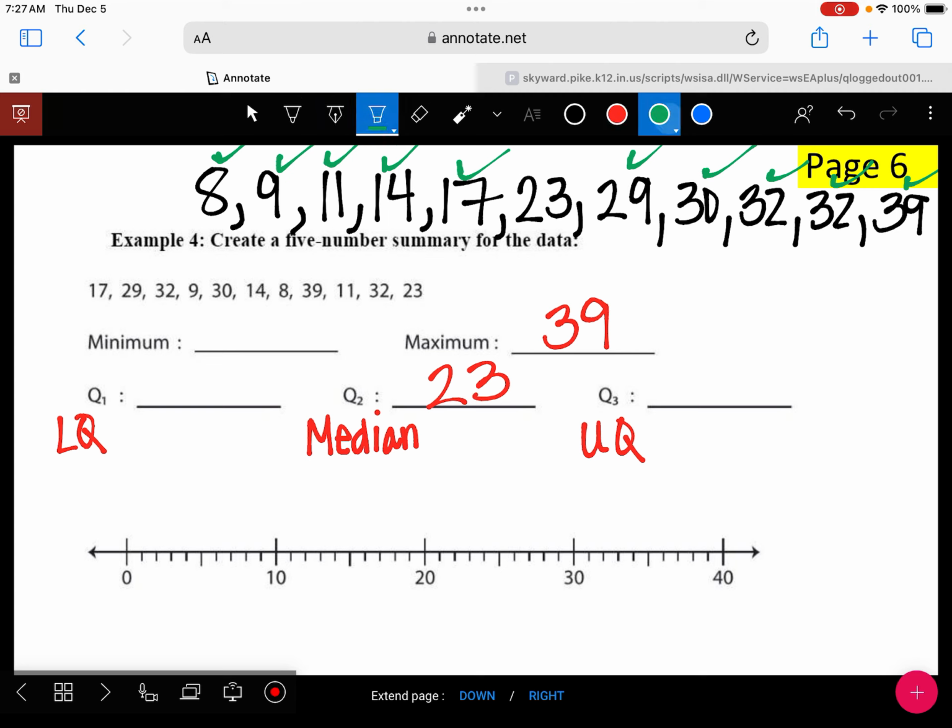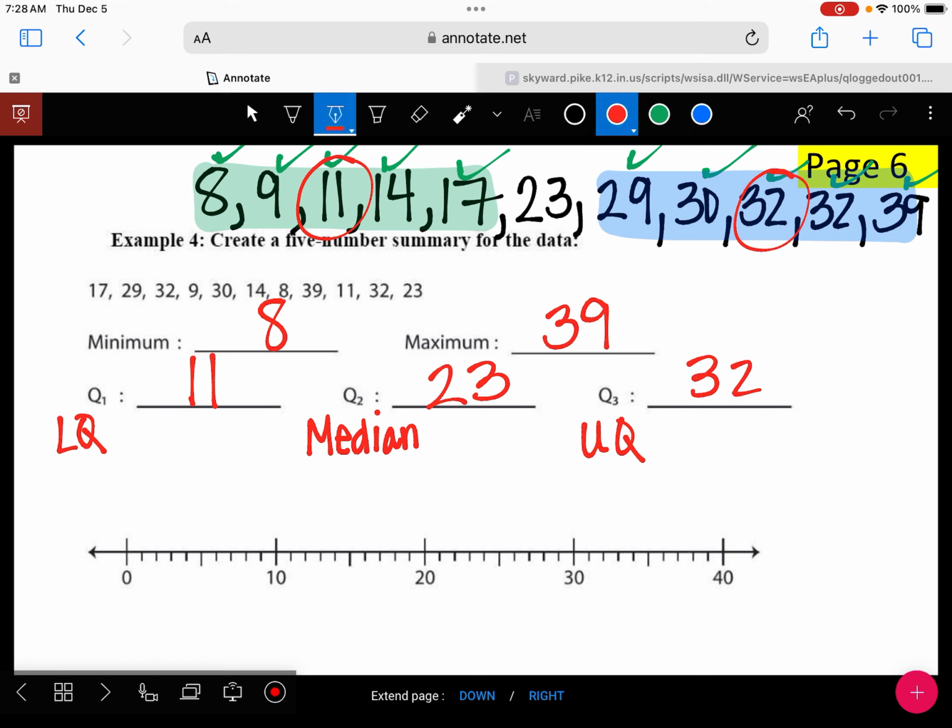And now let's find, for these 5 numbers that I have highlighted in green, what would be our median? What's the number in the middle of those 5 numbers? 11. So that would be our Q1 or our LQ. And now let's go over here. When we look at these 5 numbers that I have highlighted in blue, what would be our middle number? 32.